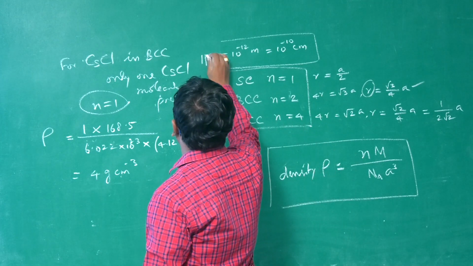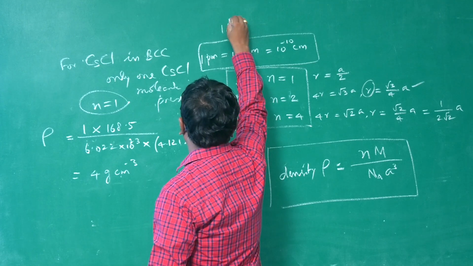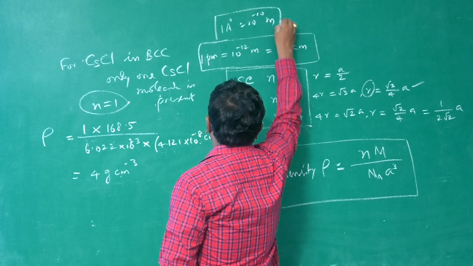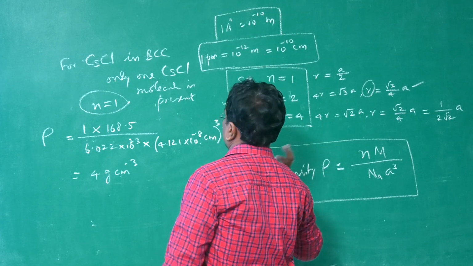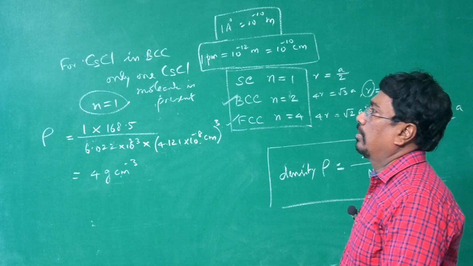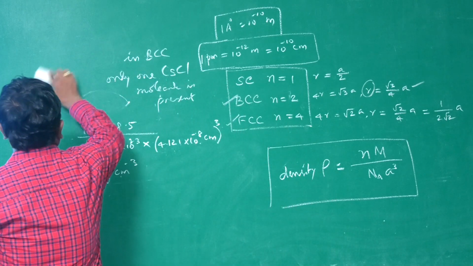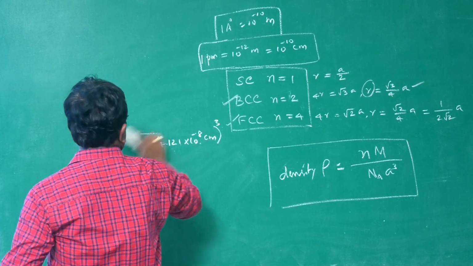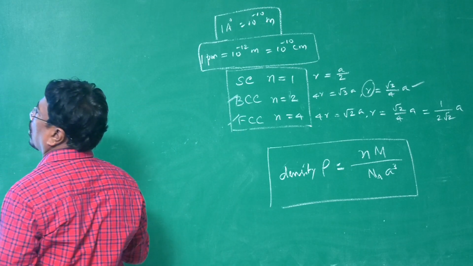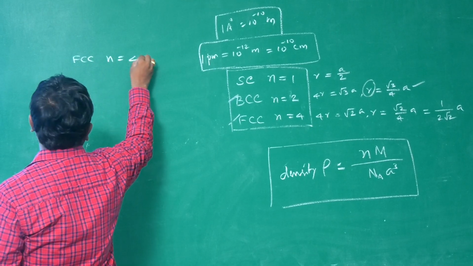1 picometer is equal to 10 power minus 12 meter, but 1 angstrom unit is equal to 10 power minus 10 meter. So note down these points. Once you know this, the problem is so simple. No need to worry about problems; they are the opportunities. Now, a face-centered cubic solid, it is FCC, therefore n is equal to 4.